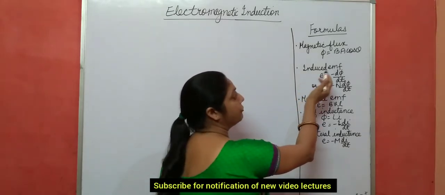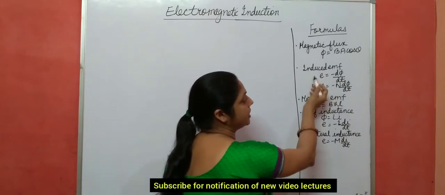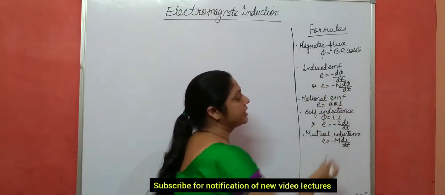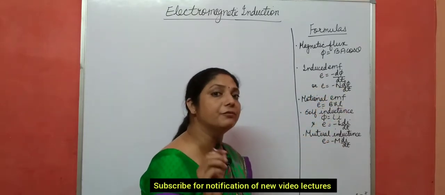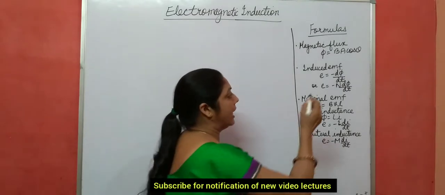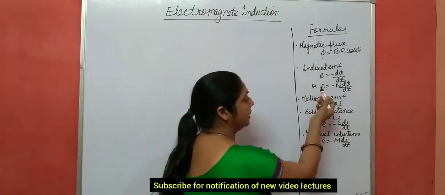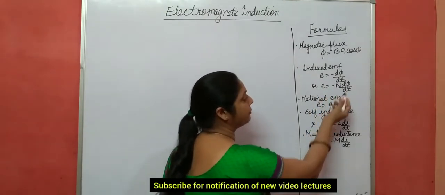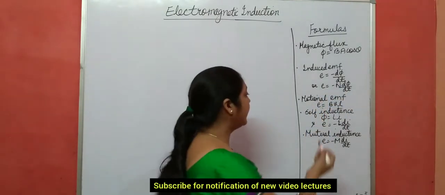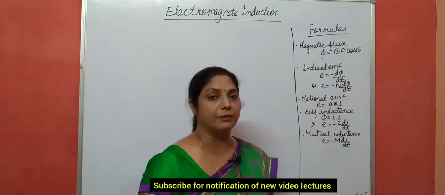Then from Faraday's law, induced EMF, and its formula is E equal to minus d phi by dt, and if there are n number of turns in the coil, in that case E equal to minus n d phi by dt. After that we studied motional EMF.